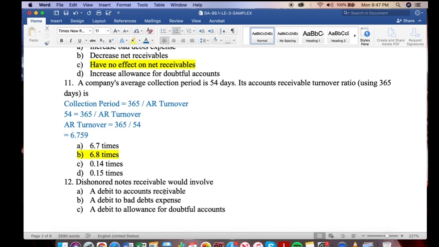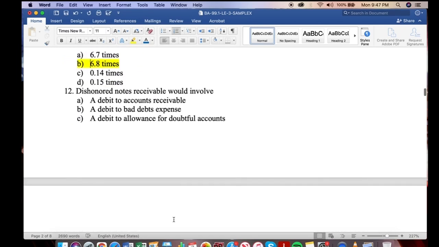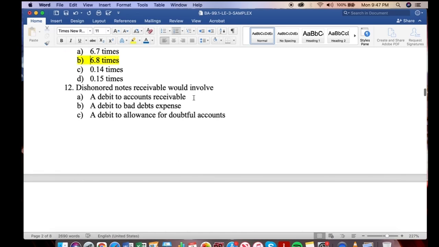Okay? So, ayun. The answer is letter B, 6.8. Number 12. Dishonored notes receivable would involve. The answer is letter A, a debit to accounts receivable.